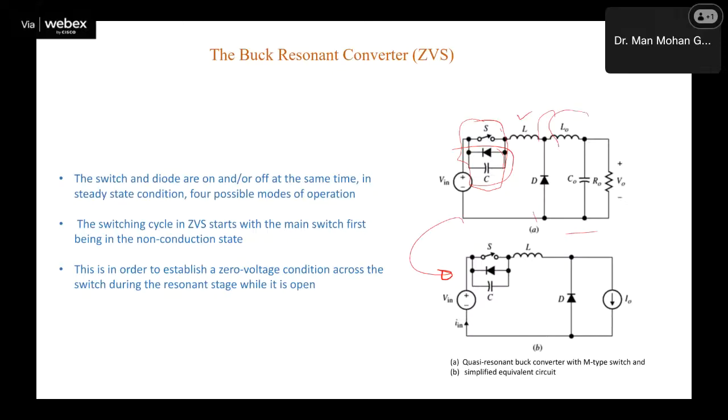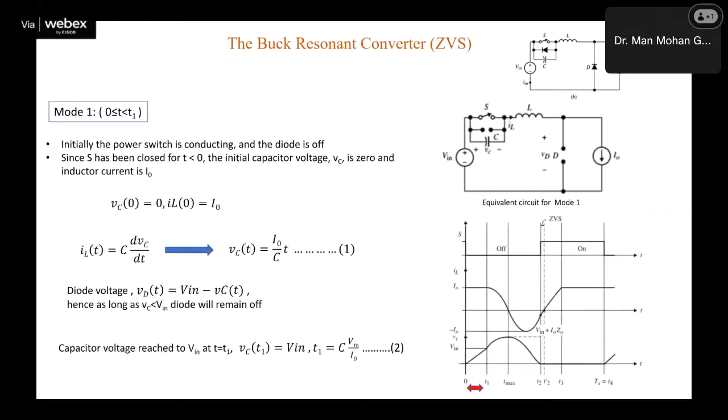For analysis purpose. Now this is a buck converter, so this entire thing can be written as I naught. Diode will remain as it is, this inductor will remain as it is, this side will remain as it is, this source will remain as it is. Now we start again, it works in 4 modes.